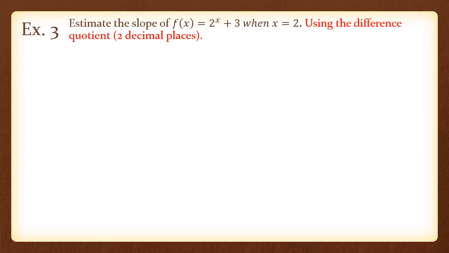Number 3, another weird one. This is our exponential function. So we're going to estimate the slope of f of x equals 2 to the x plus 3 when x equals 2. We're going to go to 2 decimal places.